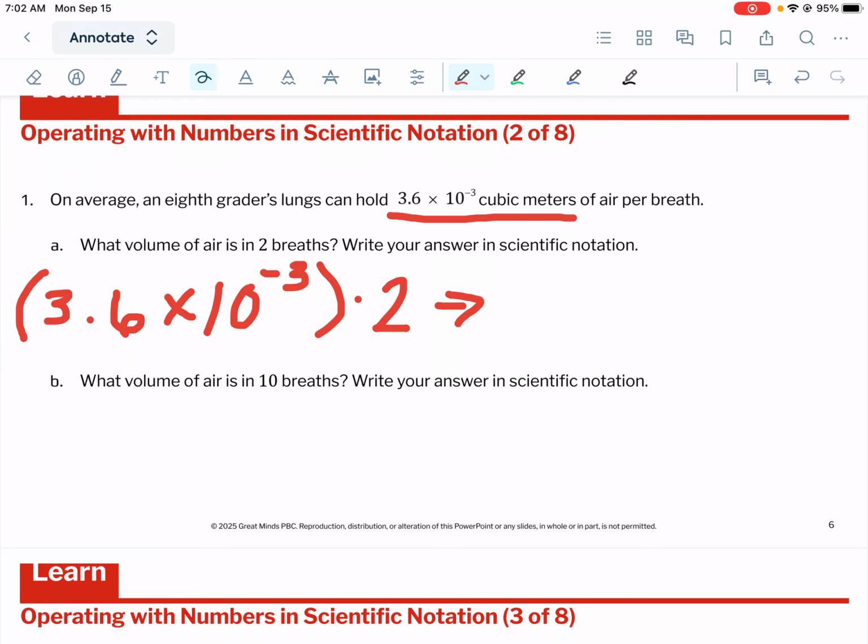Just off the top of my head, I know that 3.6 times 2 is going to give me, I'm sorry, my phone's going off. Give me 1 second.